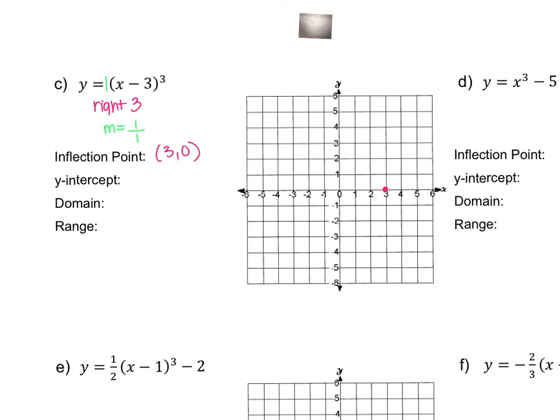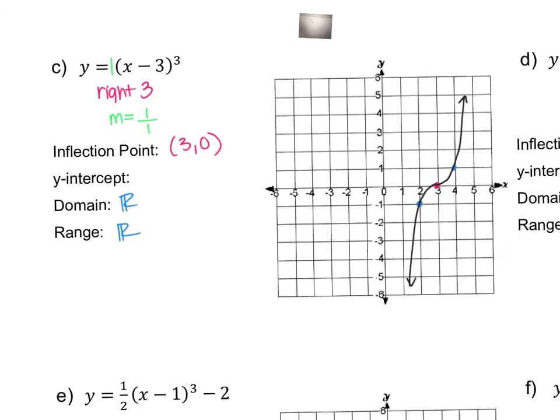So I'm going to have 1 over 1. I'm going to go up 1 over 1, plot. And I'm going to go the opposite direction, so down 1 over 1, plot. And I'm going to connect the dots. So this one's swinging up and this guy's swinging down. And so I have my graph here ready to go. Domain and range, always all real numbers, because the arrows are pointing left and right and pointing down and up.